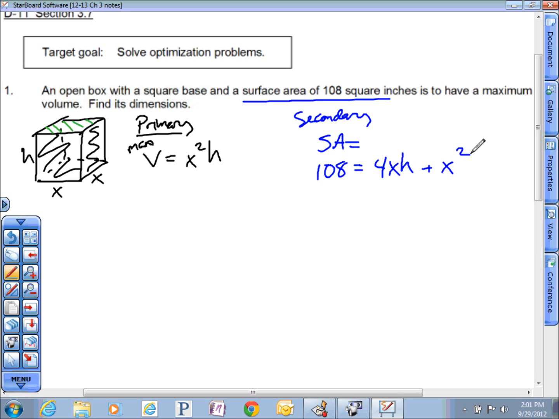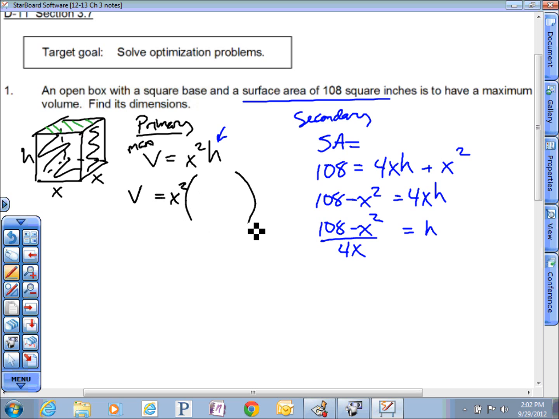So this time, to relate our variables together, I'm thinking we should take this h and isolate it. So how about 108 minus x squared is equal to my 4x times h, and then my h, if I divide it, would be 108 minus x squared divided by the quantity 4x. So there's my relation of variables. So now let's take this and put it in place of that h to make my new volume equation. So volume, x squared times the quantity, 108 minus x squared over 4x.